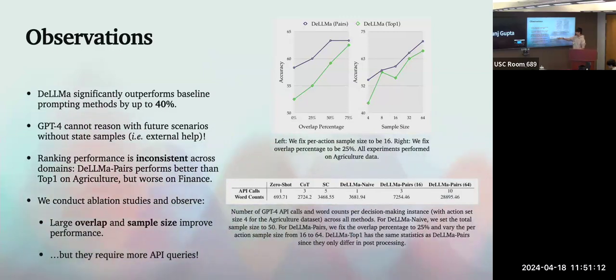For zero shot, your word count is just shy of 700, but for more sophisticated approaches like large sample size and large overlap, you will have many more times the API queries. So yeah, there's a performance cost trade-off right there.